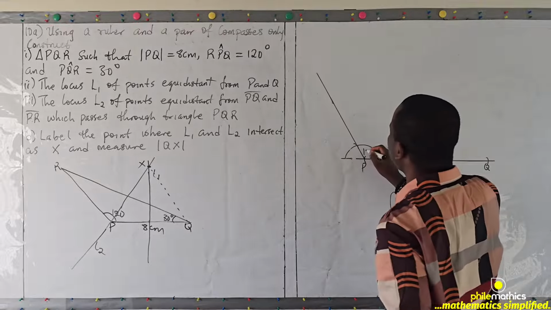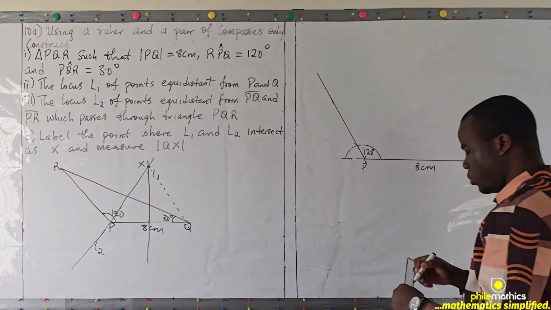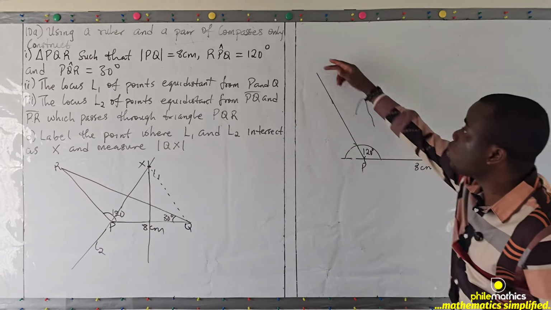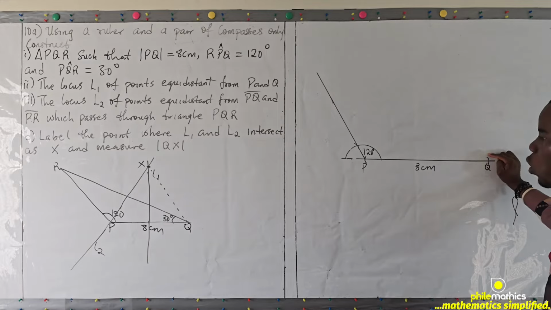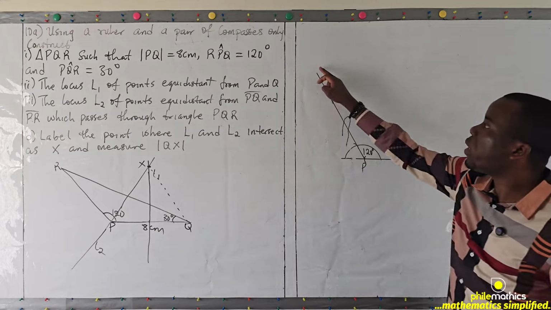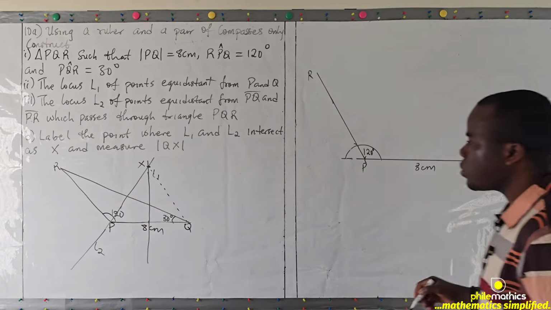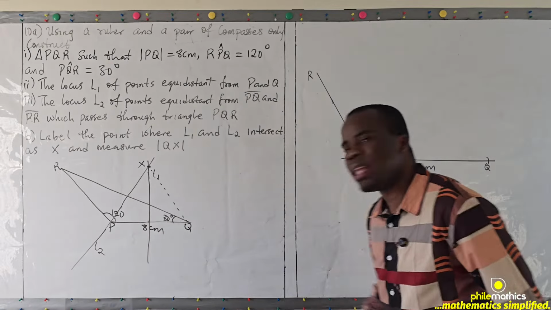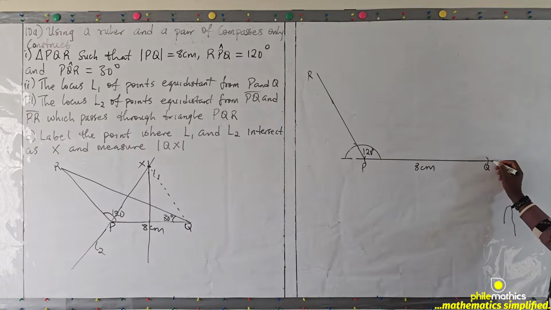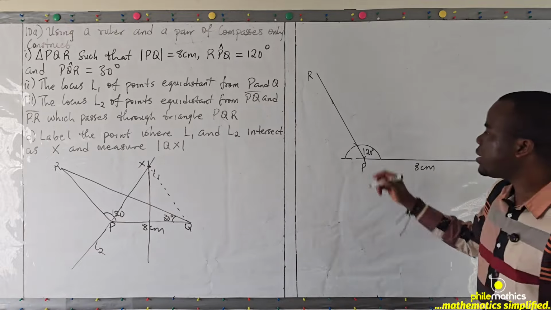So this is 120 degrees. We are not told where this will stop. It is the angle we construct here that will determine where this will stop. And so this is our R. Next is to construct this angle 30 degrees, almost the same way we constructed this.